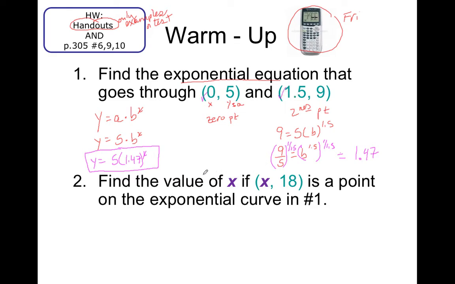Now if you were to actually put this into y1 and use 1.47, and trace 1.5, you probably wouldn't get exactly 9, unless you stored all the decimal places in alpha b. But since I wasn't using this exponential equation to make predictions, I just rounded.